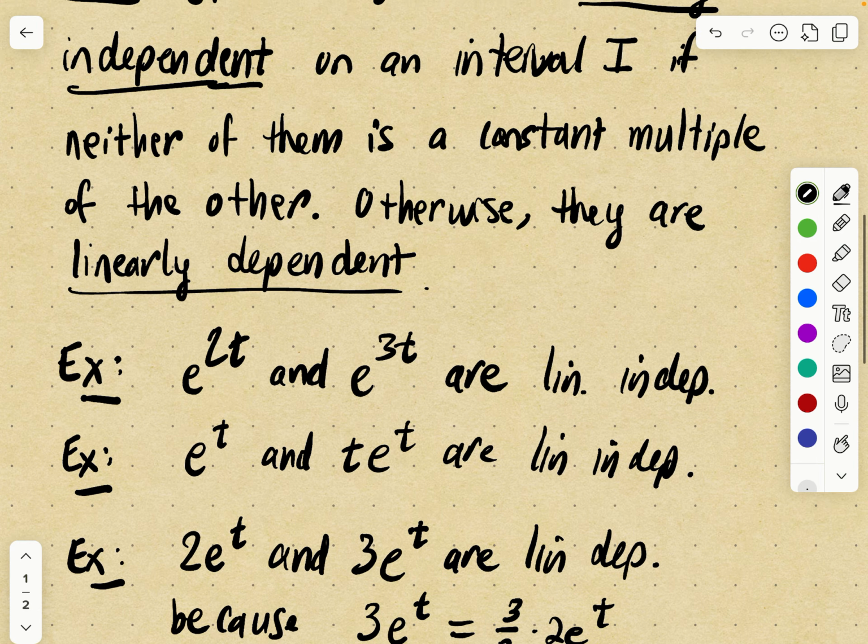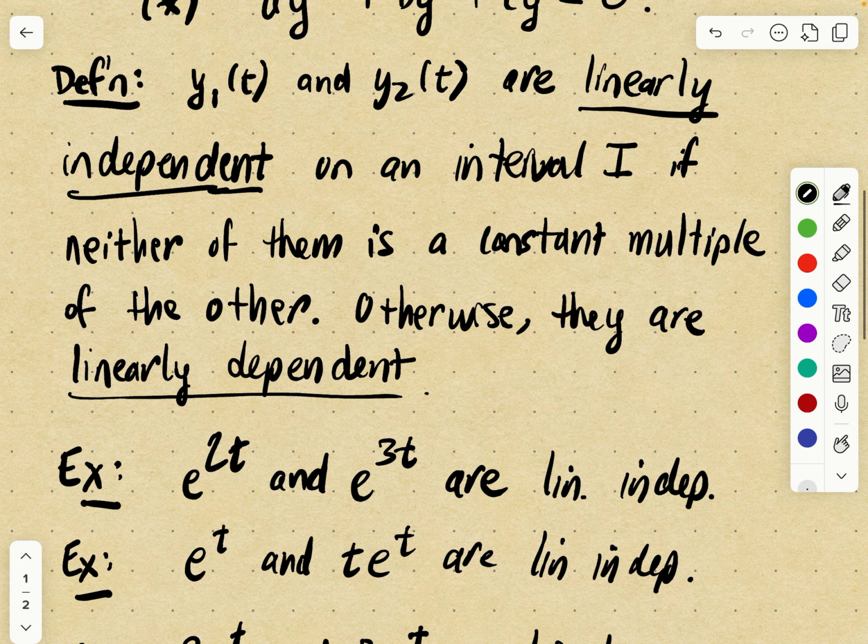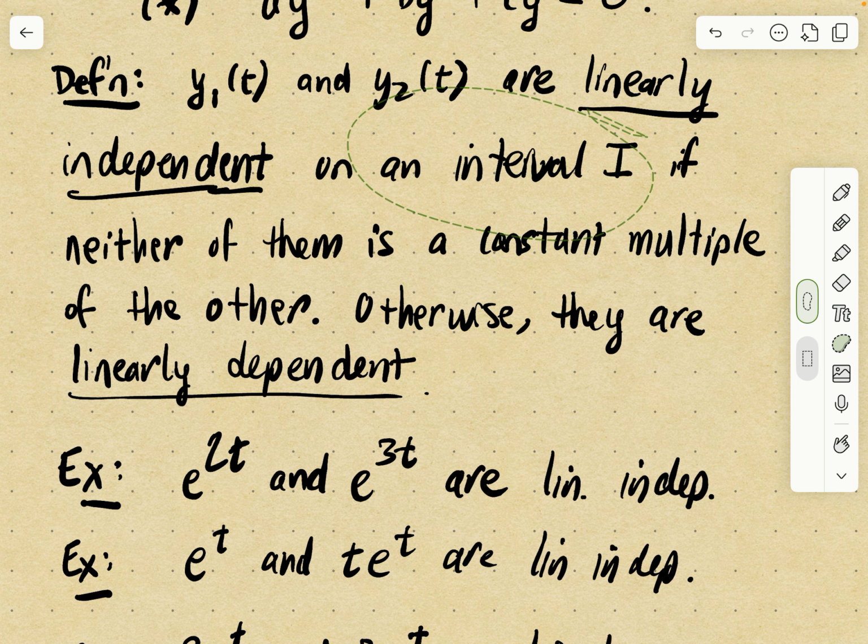But for this video, you just need to think about what happens when you have 2 functions. Also, don't worry so much about the interval I. When you have a differential equation, technically it just needs to happen on an interval, right? But for these videos, we're not really making a big deal out of that. Mainly the interval we're talking about is just the entire real number line.